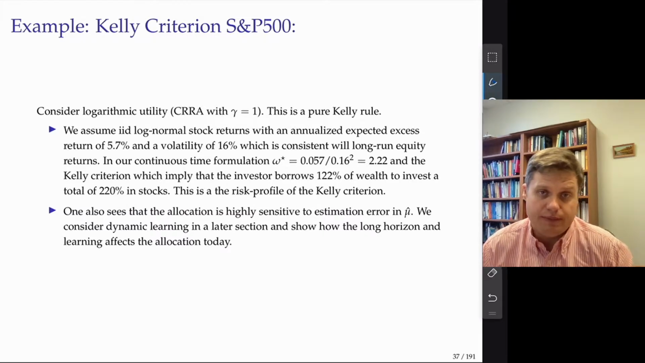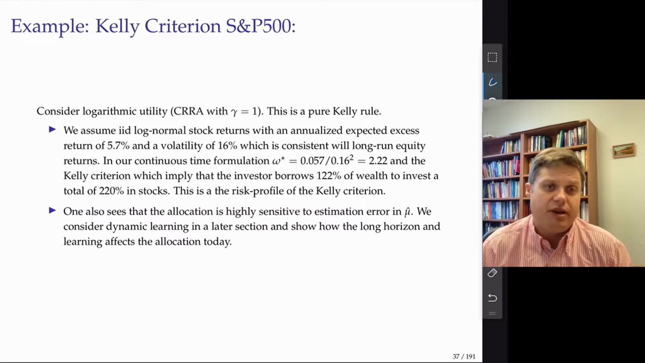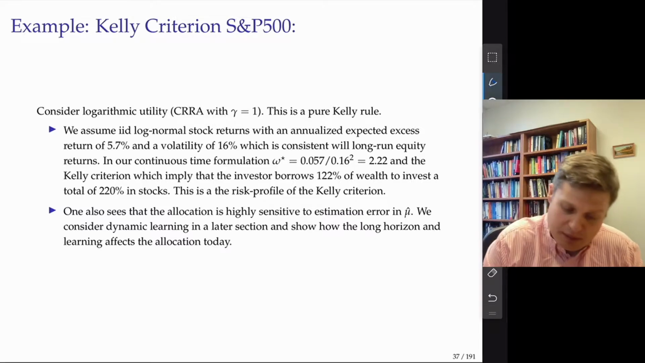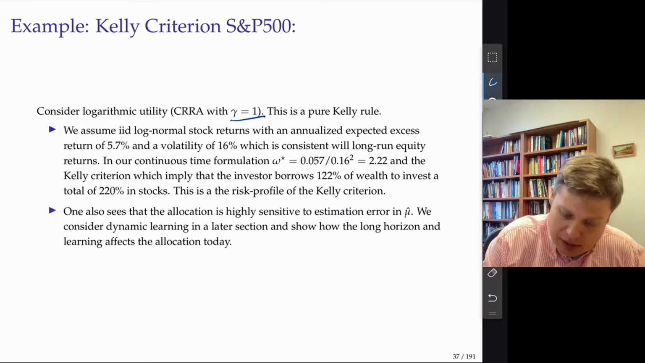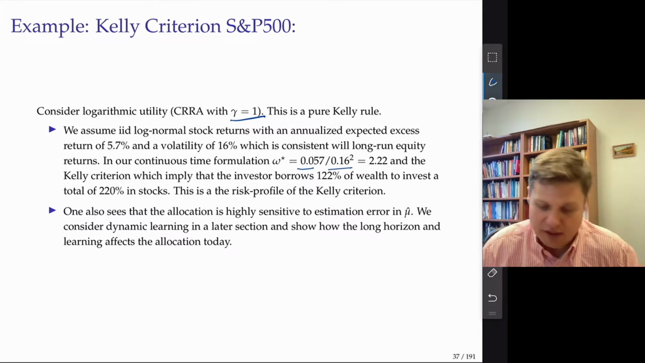and returns on the stock market follow a log normal distribution. We have an annualized expected excess return of 5.7%, meaning that on average the market returns 5.7%, and a volatility of 16%, which is consistent with long-run equity returns. We're basically talking about S&P 500 returns. In our continuous time formulation, if gamma equals 1, we get omega star, the optimal betting size, which is the excess return divided by the volatility squared: 2.22.